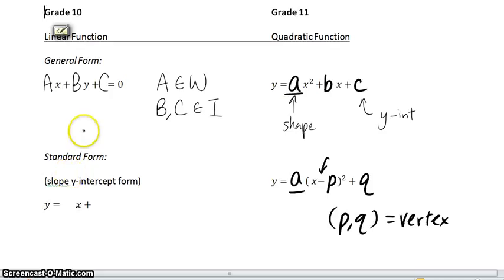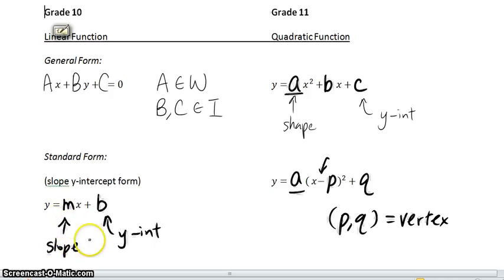Now, back into our grade 10, okay, we just want to learn about linear. So we have mx plus b. So in here, b represent the y-intercept. When you put it in this form, this number here will be the y-intercept. And then this thing will be the slope. Okay, so don't confuse slope and the shape here. On this side, we don't call this slope. We call that the shape of the parabola.